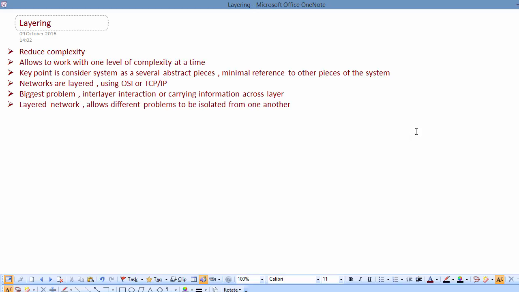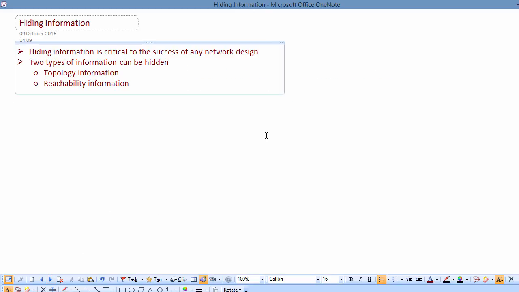The same concepts apply to network design and network technologies. A layered network allows different problems to be isolated from one another and resolved within a smaller set of parameters. So in further sections, we'll see how we are going to implement some of the concepts of layering within a network design, including how layering hides information and separates your functionality. So let's move on to the next topic, that is hiding the information.